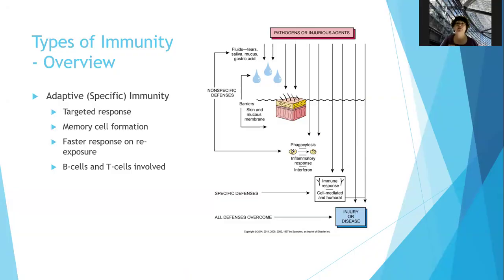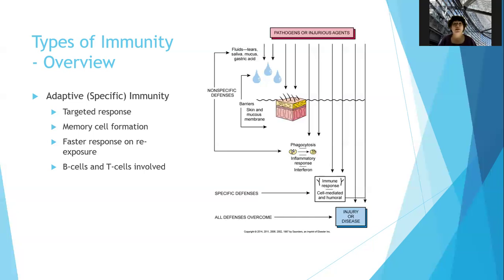In the case of adaptive or specific immunity, the immune system forms memory cells, which remember pathogens that you have encountered and remember the response to them. So you get a faster response on re-exposure, and it involves T cells and B cells, or T lymphocytes and B lymphocytes, and we'll talk about the different types of cells in the immune system.